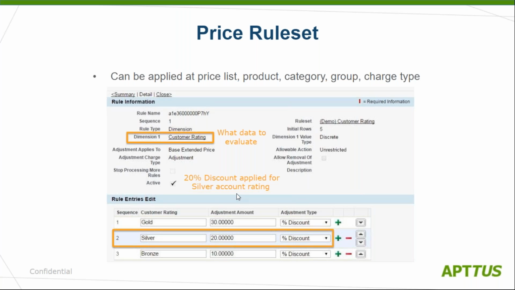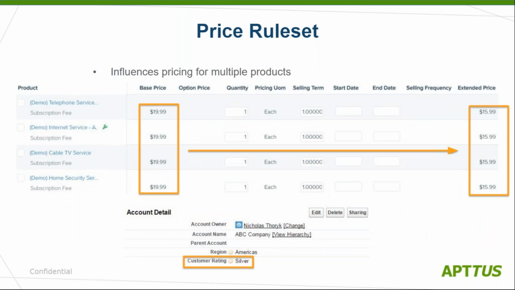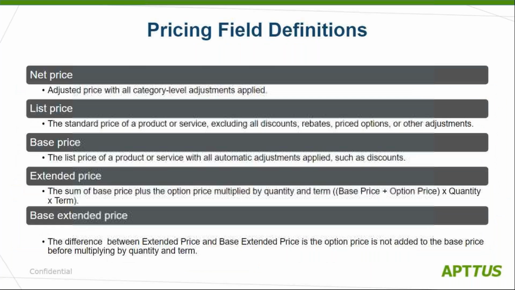No. All right, great. So this is the price matrix and price rule set. Now let's also talk about a few more fields: net price, list price, base price, extended price, and base extended price. Extended price and base extended price are fields that have a calculation out of the box coming from the Aptus logic running in the background, but it's not mandatory to use them in implementations.